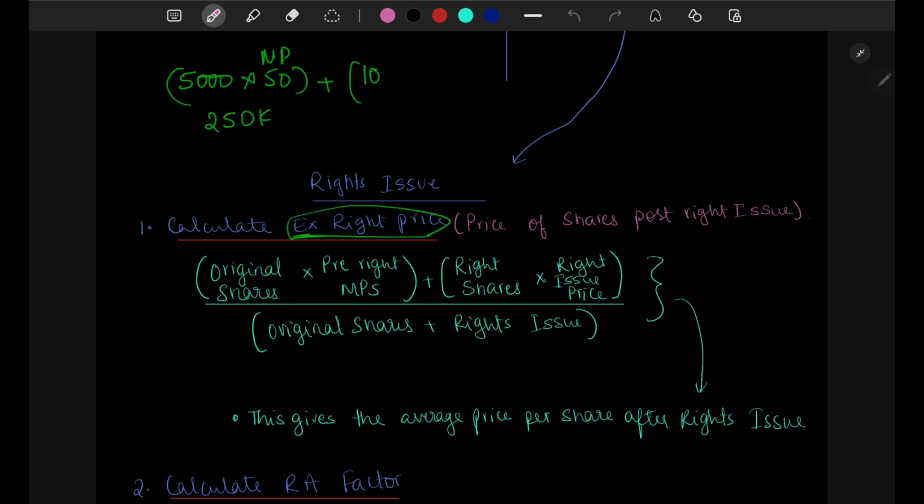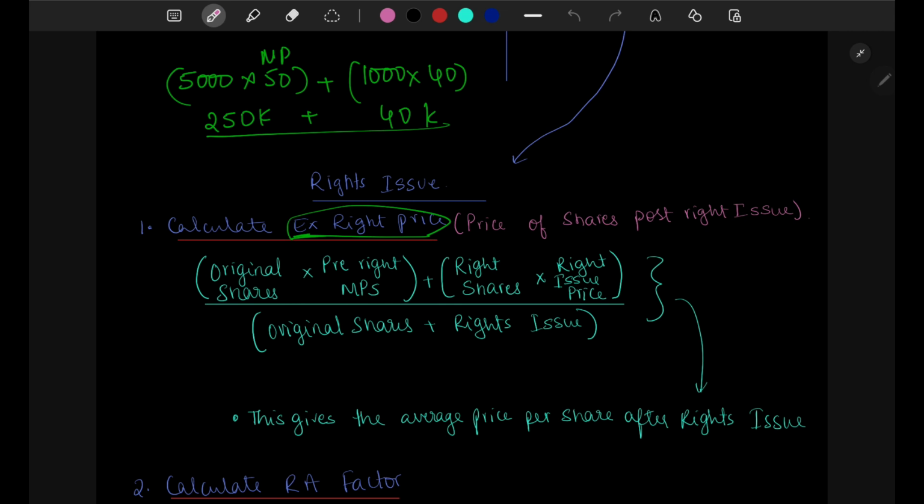Now what we're going to do is add the rights issue we made. We'll just assume we made 1000 rights issue at a rights price of 40. So here 1000 into 40 is 40,000. Sorry, yeah, 40,000. So total it's worth 2,90,000, right?